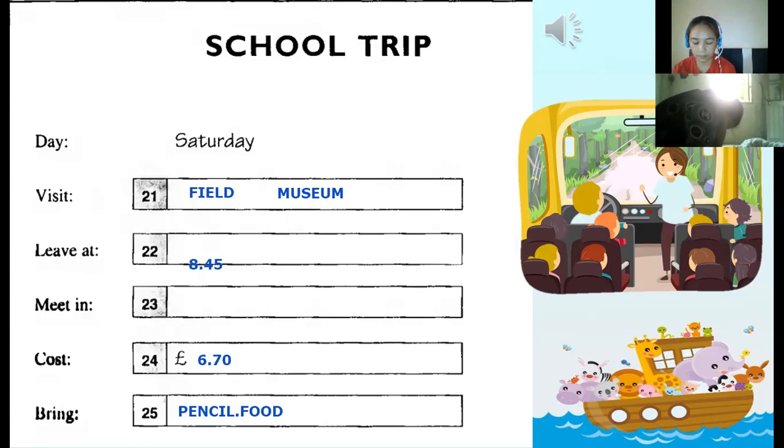Please meet me in the car park. You all know where that is, don't you? Yes, sir. And when we return, the bus will leave you at the school entrance. Tell your parents, won't you? What next? Oh, yes, the cost. It'll be £6.70 each, okay? Remember to get the money from your parents.